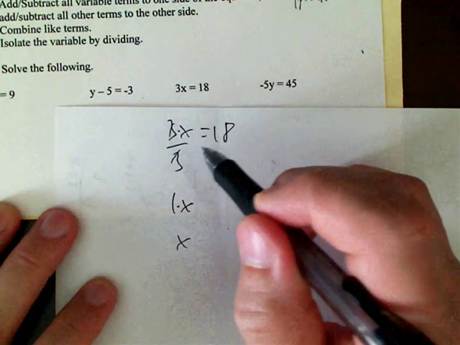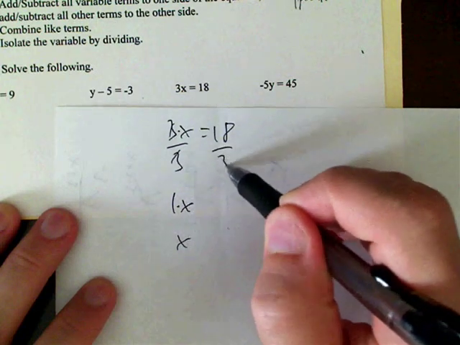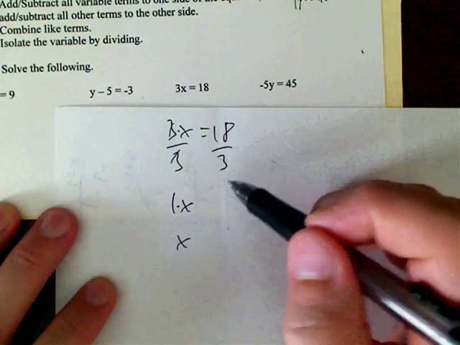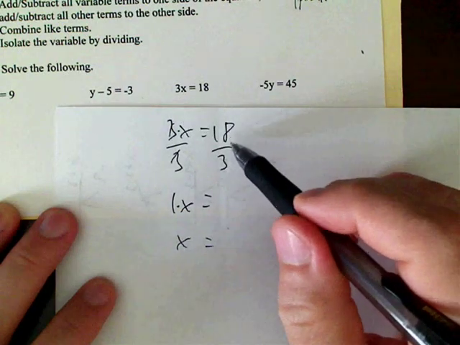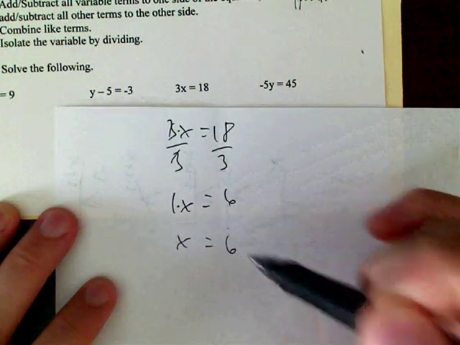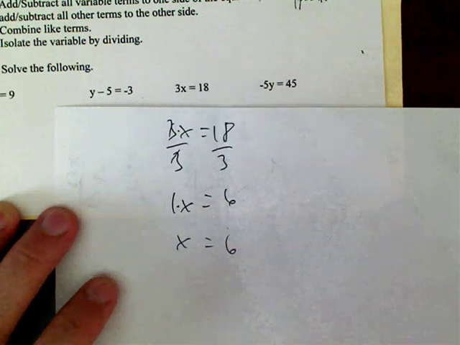But always remember this. What you do to one side of the equation, you have to do the other. So you got to divide the right side by 3 also. Notice how I bring down everything that I haven't used yet. 18 divided by 3 is 6. And the answer is x equals 6. Check it. 3 times 6 is 18.